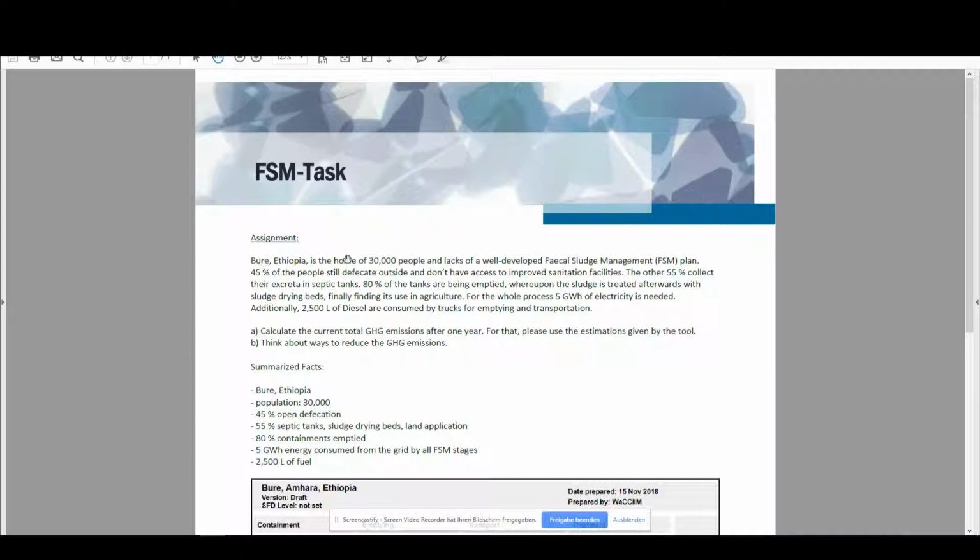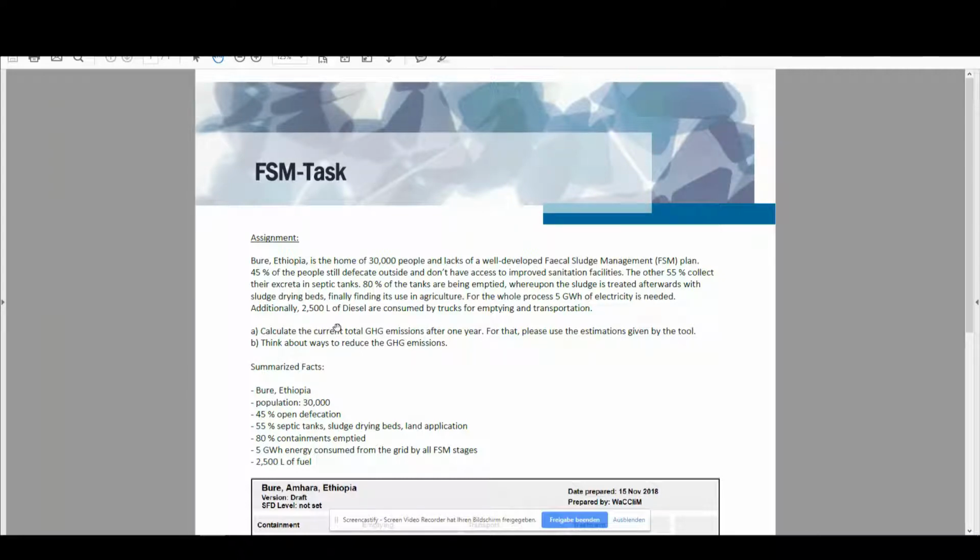Pure Ethiopia is the home of 30,000 people and lacks a well-developed fecal sludge management plan. 45% of the people still defecate outside and don't have access to improved sanitation facilities. The other 55% collect their excreta in septic tanks. 80% of the tanks are being emptied, whereupon the sludge is treated afterwards with sludge drying beds, finally finding its use in agriculture. For the whole process, 5 gigawatt-hours of electricity is needed. Additionally, 2,500 liters of diesel are consumed by trucks for emptying and transportation.